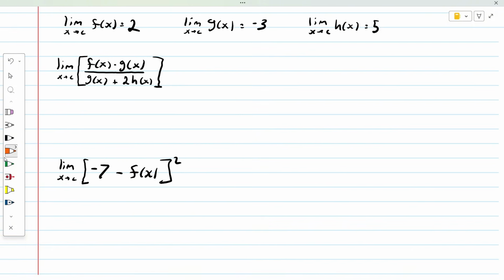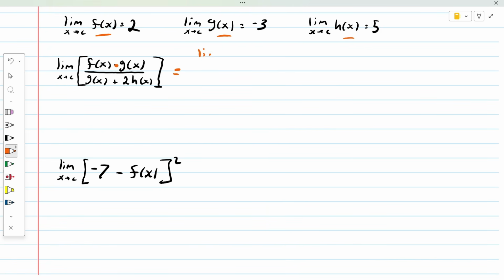So now let's look at some algebraic examples. In this case, we have the limit as x approaches c, and we're given the limit as x approaches c of f of x, g of x, and h of x. And so we can use the same sort of properties and methods that we did in the previous examples. So in this case, we have this big limit. We can break it up. So this should be like a multiplied dot.